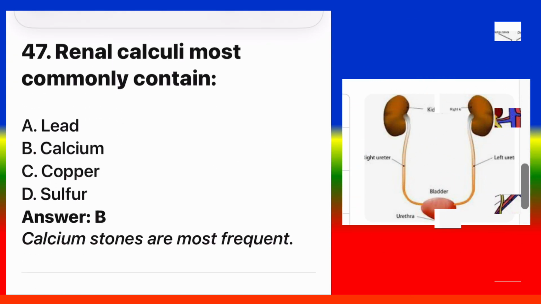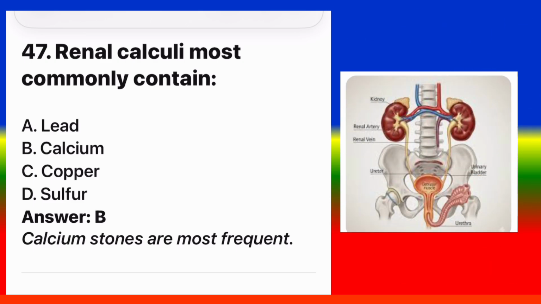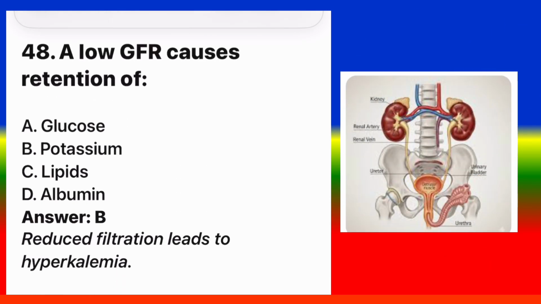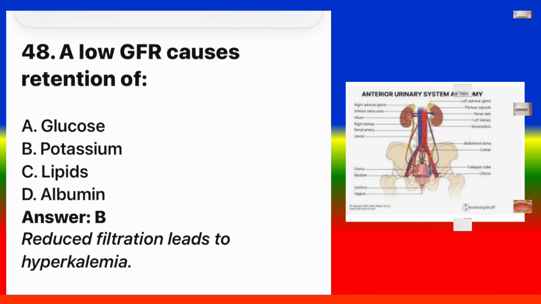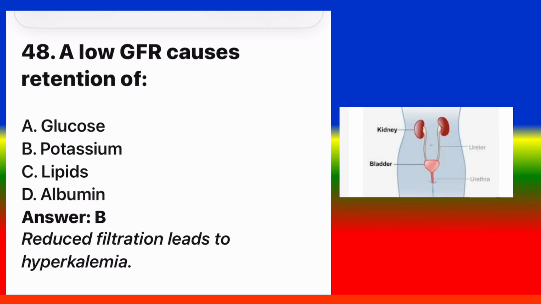47, renal calculi most commonly contain: A, lead; B, calcium; C, copper; D, sulfur. Answer B. Calcium stones are most frequent. 48, a low GFR causes retention of: A, glucose; B, potassium; C, lipids; D, albumin. Answer B, reduced filtration leads to hyperkalemia.